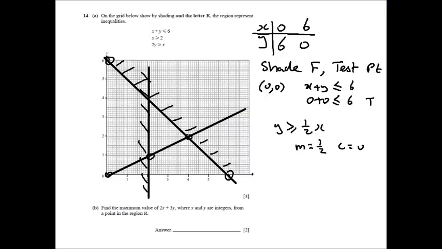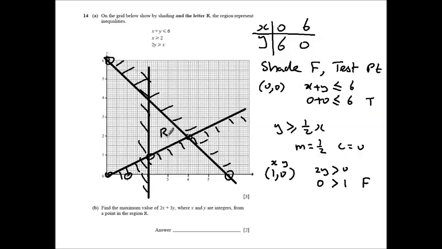Now it looks like I already know where the region is, but I'm going to test a point just to make sure. Now 0, 0 is on the line already, so I'm going to choose the point 1, 0 instead. If I follow that through, remember, just watch out you get the y values and x values in the correct place. 2 lots of the y value is 0, x is 1, 0 is not bigger than 1, that is false. Therefore that is the false side of the line, and yes, there is the region.